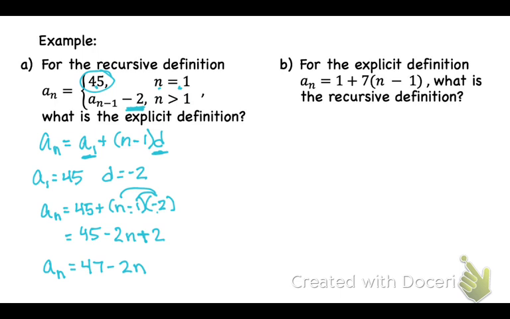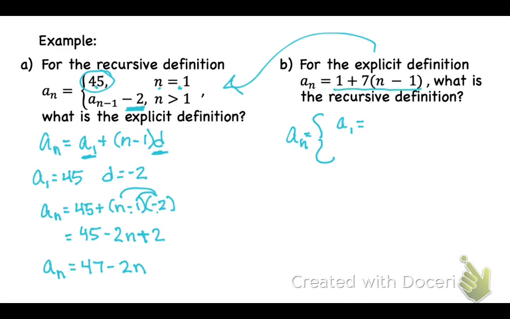Okay, so now I got to go backwards. I got to go from explicit to recursive, so from here to here. Okay? So I've got to write a sub n equals. We can write it this way, or do you guys just want to put a sub 1 equals? I like the a sub 1 equals, don't you? Okay, so how am I going to find a sub 1? I'm going to plug in what? 1. So you plug in 1 into here.